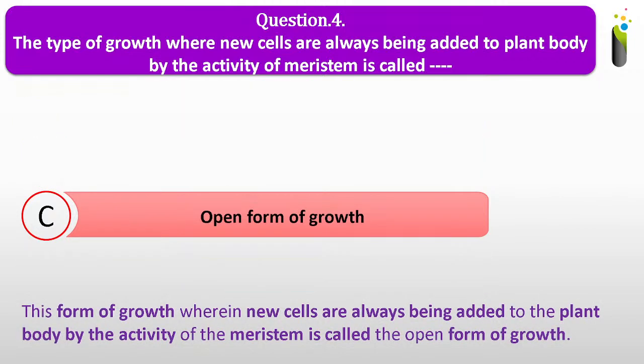Okay, the answer for this question is quite easy and predictable. The answer is C, that is open form of growth. See, this form of growth, when new cells are always being added to the plant body by the activity of the meristem, is called as the open form of growth.